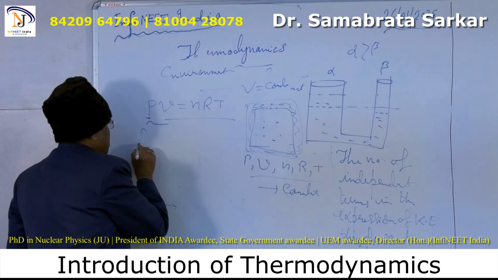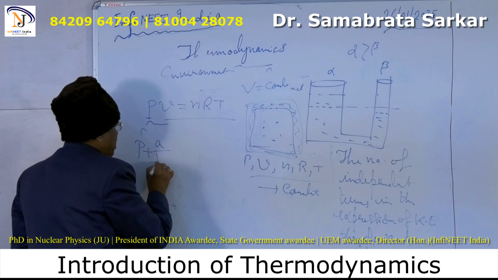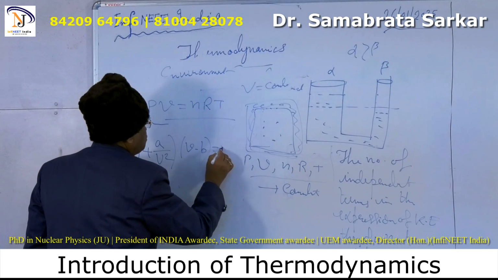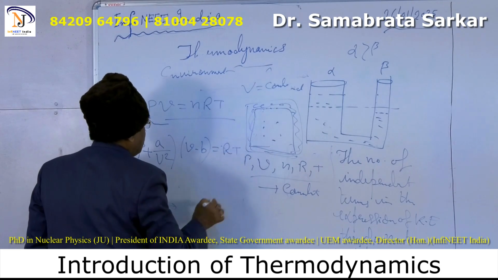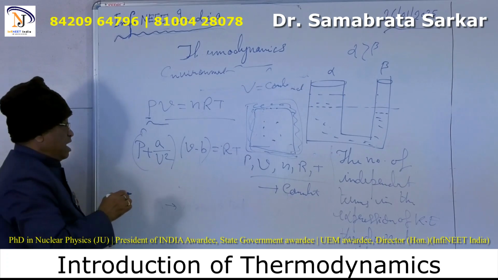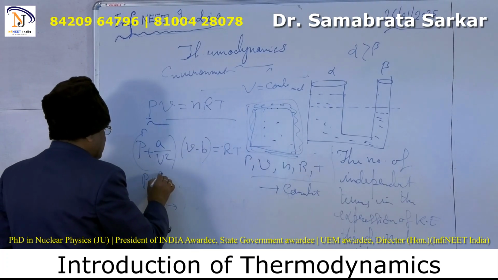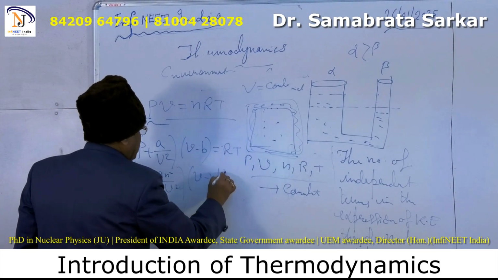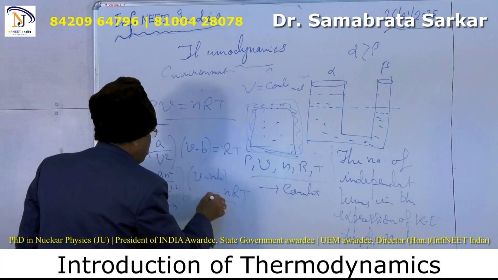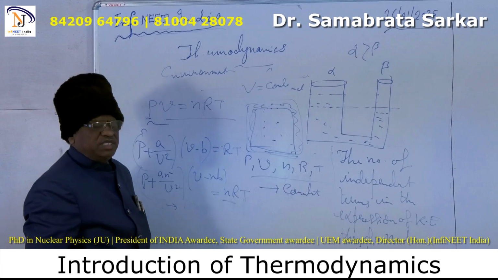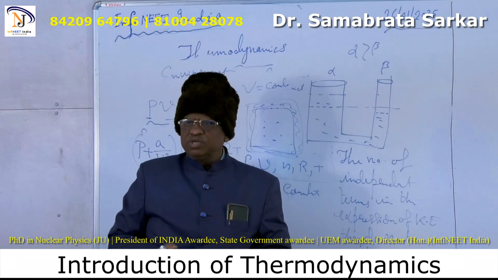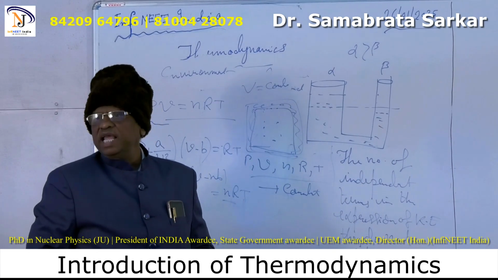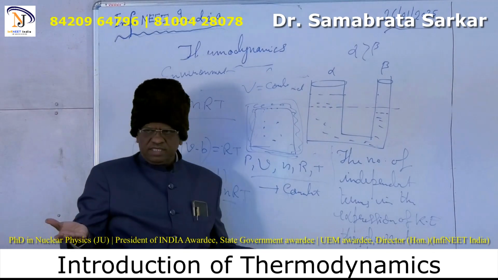And another equation is here. What equation is it? P plus a by V squared into V minus b equals RT. Is it clear? And another equation is P plus a n squared by V squared into V minus nb equals nRT for n moles of gas. This is the van der Waals equation. This equation is the gas equation for what type of gas? A real gas.